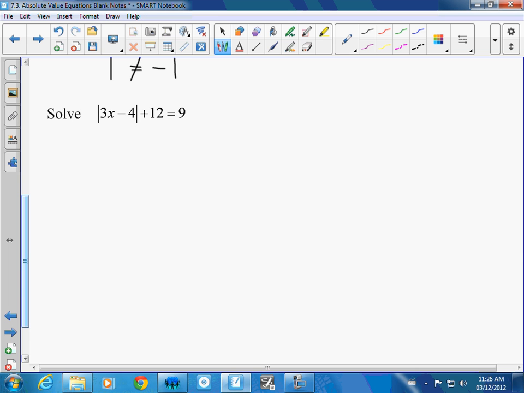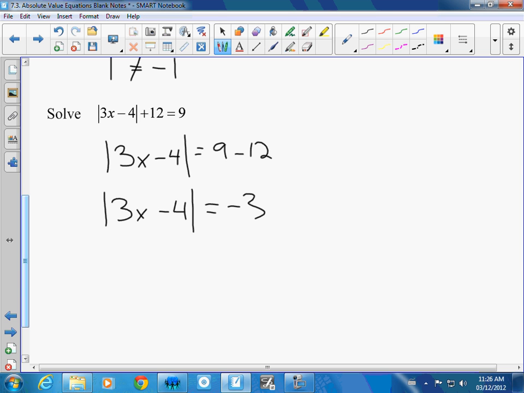I'm going to rearrange this equation just for the start. So 3x minus 4, what can I do with that 12? Move it to the other side, it becomes 9 minus 12. Is that correct? Okay, so now look at this again. So 3x minus 4 equals, what's 9 minus 12? Okay, now stop. Think about that for a minute and tell me if there's something wrong with that.